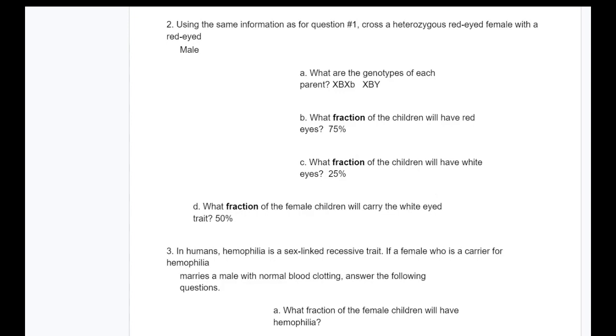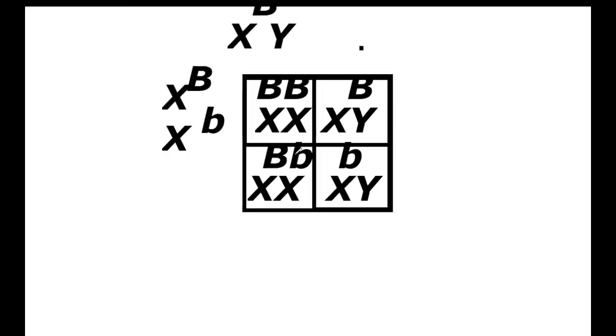All right. Okay, I'll do this one more time so we can see that clearly. Right here, this female will carry the trait. This is going to be red, this is going to be red, this is going to be red. This will be white. This female is carrying that trait. So 50%, 1 out of 2. That's why we did it that way.